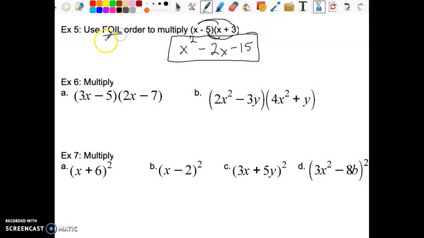If you want to distribute, go for it. If you want to do that box method I just showed you, go for it. You'd set it up as x and negative 5, x and 3, and you'd get the same answer.